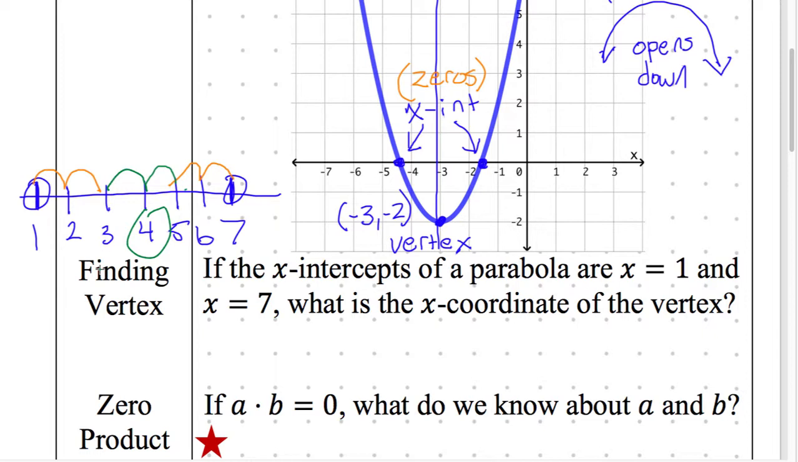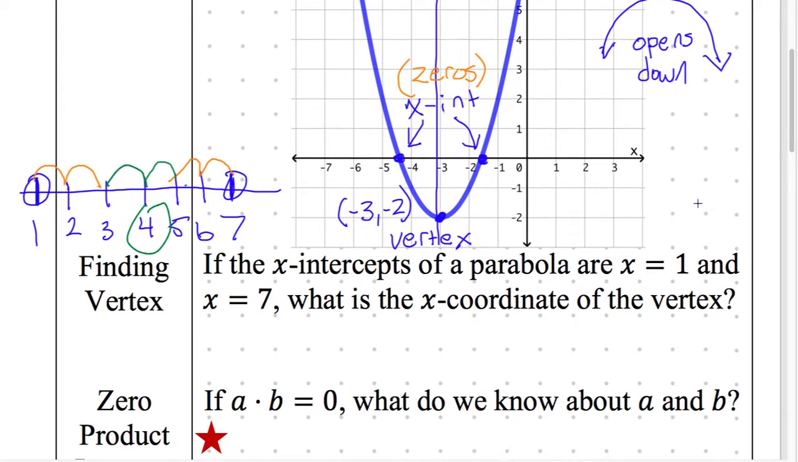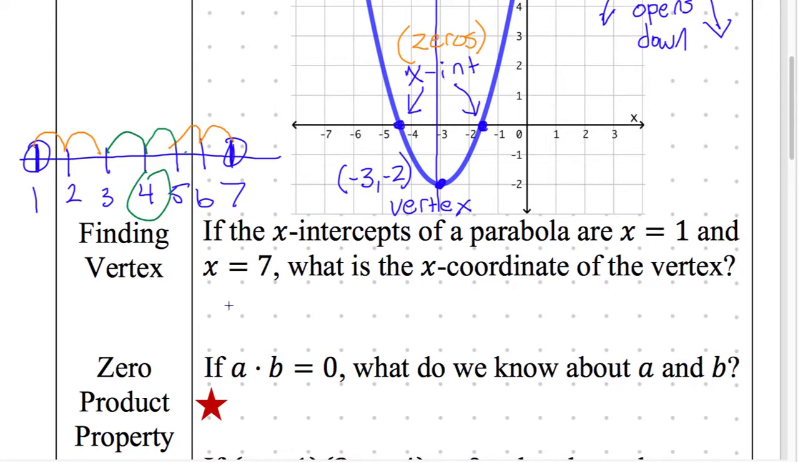You can use a number line, but there is an actual way to find it faster than just using a number line. And the key word here is average. Does anyone remember how to find an average? India? You add all the numbers together and you divide by the number of numbers. Exactly, yeah. So how would I find the average of 1 and 7? Can you tell me exactly what to write?